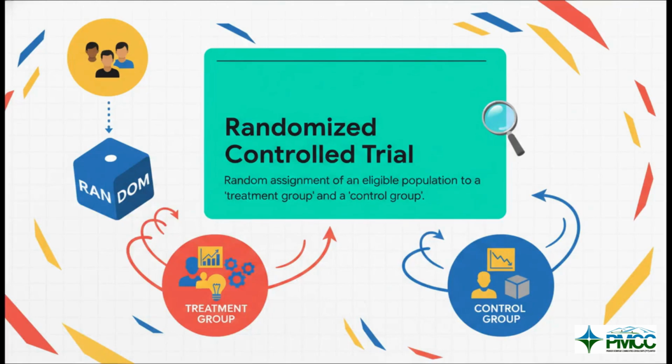Here's the textbook definition, but let's break it down. An RCT is all about taking an eligible population, and then, and this word is everything, randomly assigning them into at least 2 groups. You've got your treatment group, they get the program, the new seeds, the cash transfer, whatever it is you're doing, and then you have your control group, who doesn't.